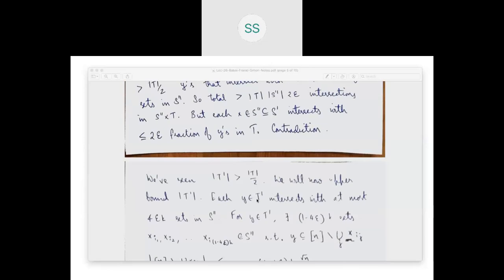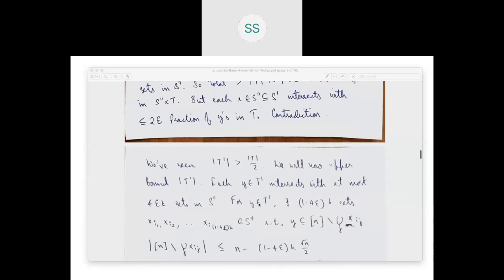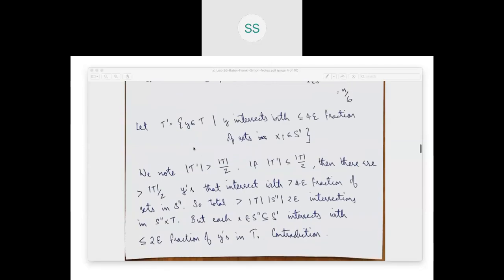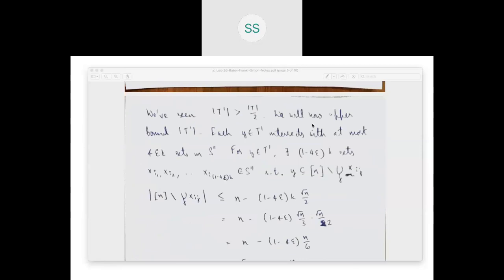So each y in T prime intersects with, so what is the property of T prime? It intersects with at most 4 epsilon fraction. So it is disjoint with at least 1 minus 4 epsilon fraction of the sets in S double prime. So what are the remaining elements for it to choose? The remaining elements for it to choose are those that are not already covered.